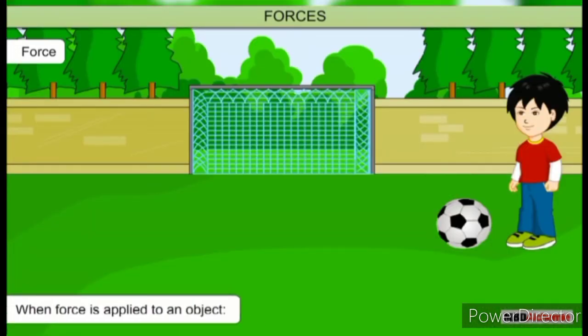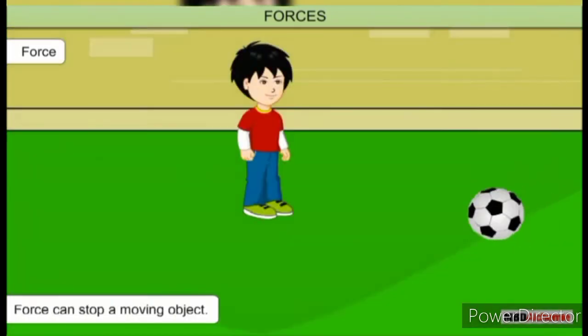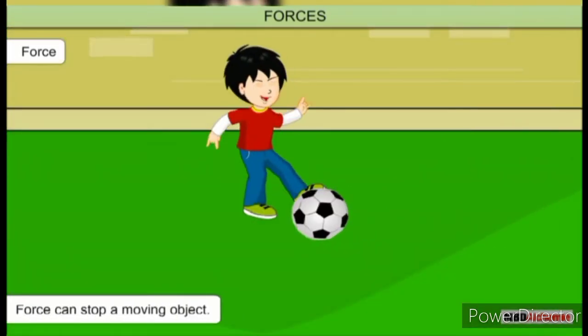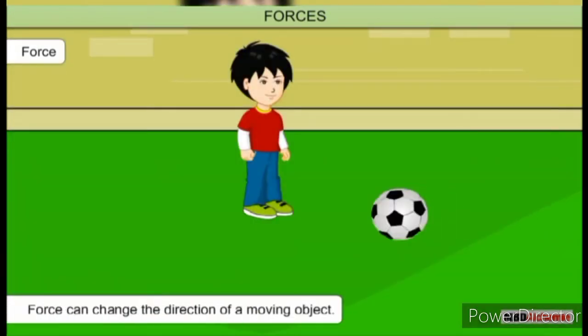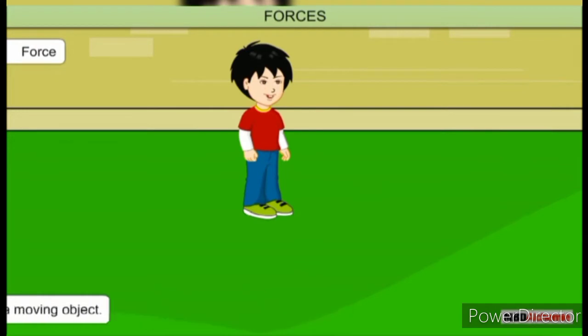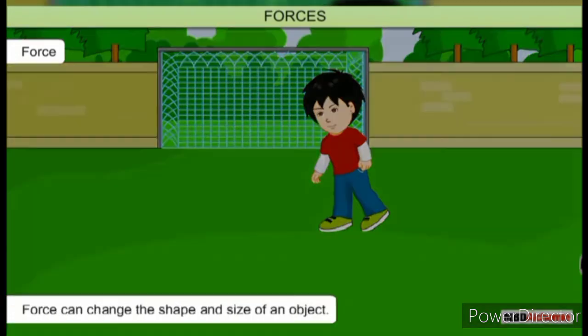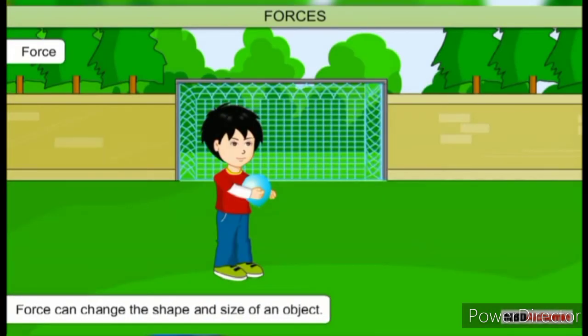When force is applied to an object, force can make a stationary object move. Force can stop a moving object. Force can change the direction of a moving object. Force can change the speed of a moving object. Force can change the shape and size of an object.